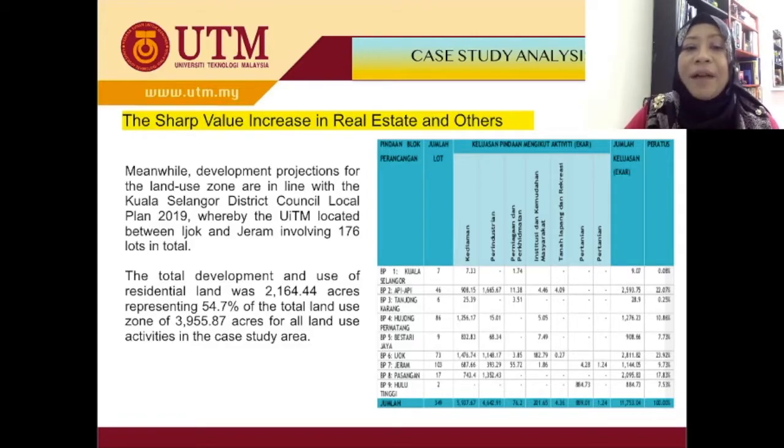Therefore, we can find UITM located between Ijok and Jeram, involving 176 lots in total. The total development and use of residential land is 2,164 acres, representing 54.7% of total land use, and 3,955 acres for other land use activity in my case study.